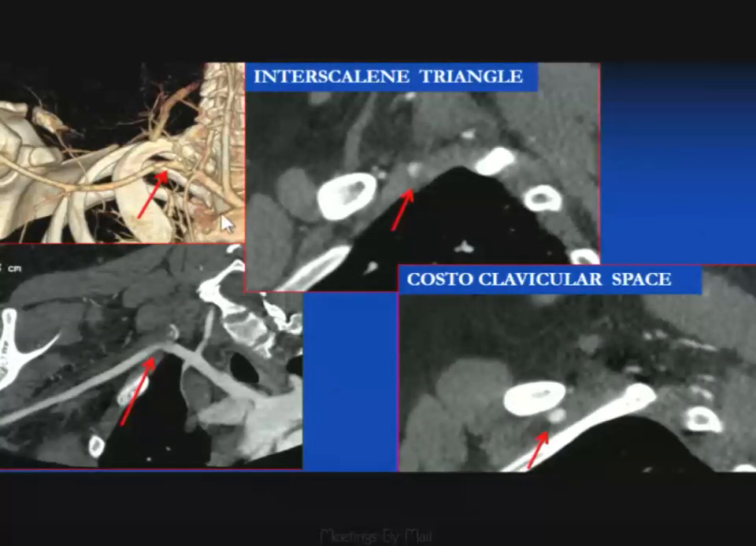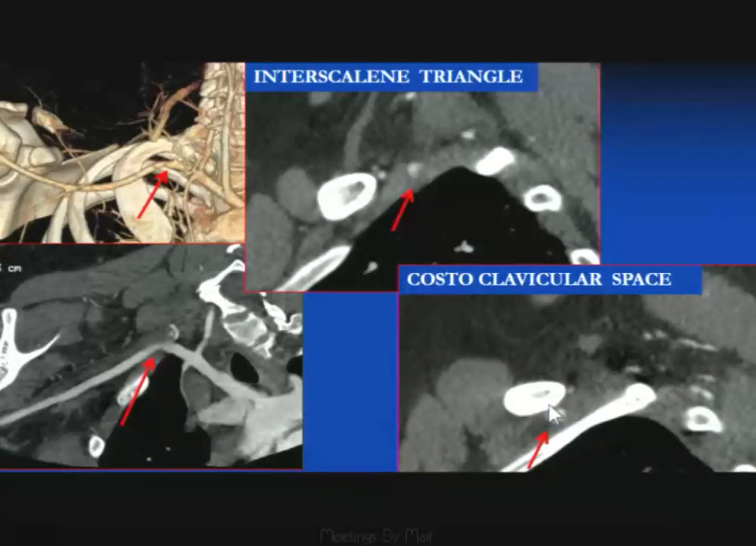So here's an example where we have a volume render display. This is the first rib. Here's, in this case, a curved planar reformation. Here we're looking at the interscalene triangle. So the medius muscle here, we've got a little bit of the scalenus anticus there. Here's the artery, which was a little bit narrowed right in that space.